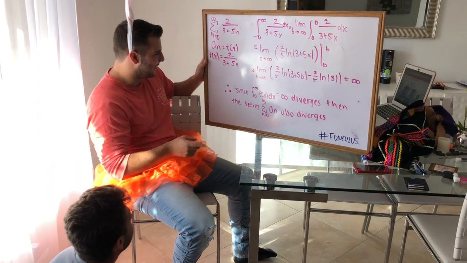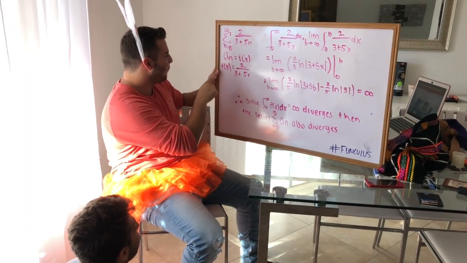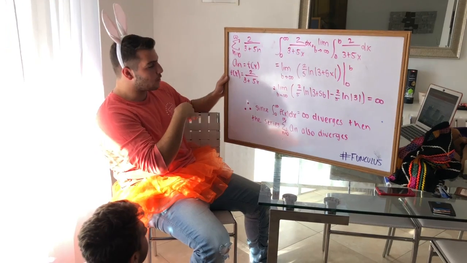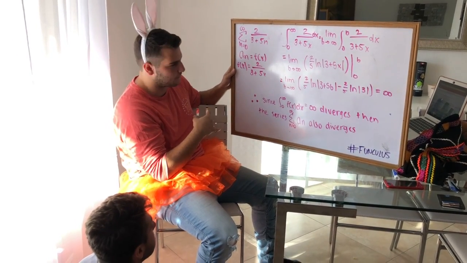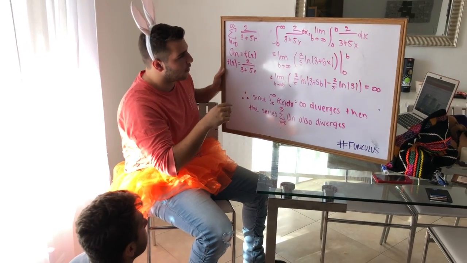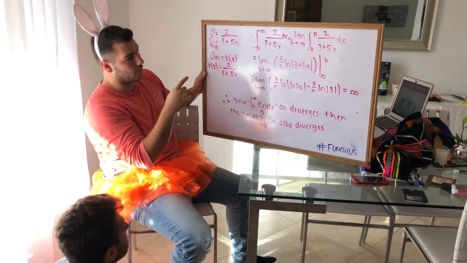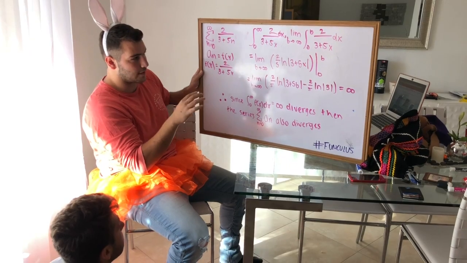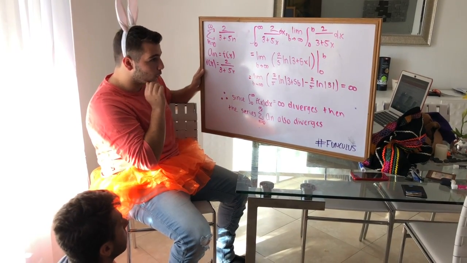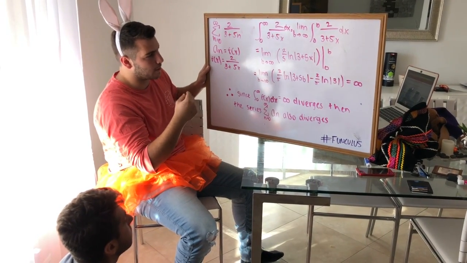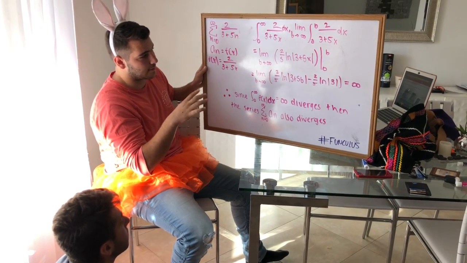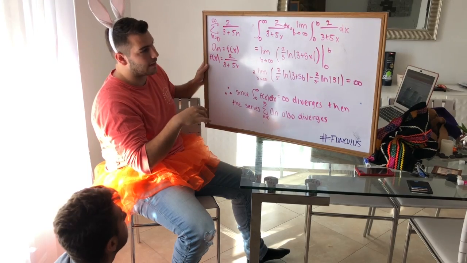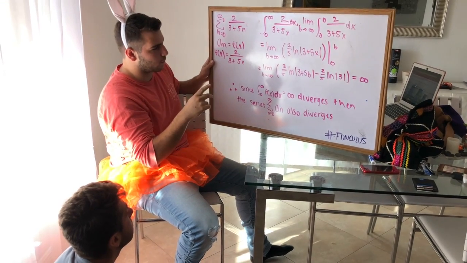Oh, yes. Okay. So, we use that a sub n equals f of x. So therefore, f of x equals 2 over 3 plus 5x. Now, using the integral test, the integral from 0 to infinity of 2 over 3 plus 5x dx. Now to solve that, we have to find the limit. So the limit as b goes to infinity of the integral from 0 to b of 2 over 3 plus 5x dx. Now, finding this limit, we can solve that.